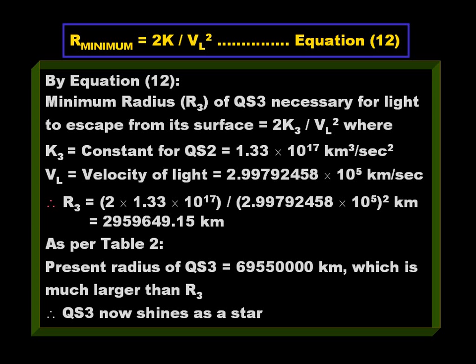By equation 12, minimum radius R3 of QS3 necessary for light to escape from its surface is 2k3 by Vl square, where k3 is a constant for QS2, which is equal to 1.33 into 10 to the power 17 km cube per second square, and Vl is the velocity of light, which is equal to 2.9979258 into 10 to the power 5 km per second. Therefore, R3 is 2959649.15 km. As per table 2, present radius of QS3 is 69550000 km, which is much larger than R3. Therefore, QS3 now shines as a star.